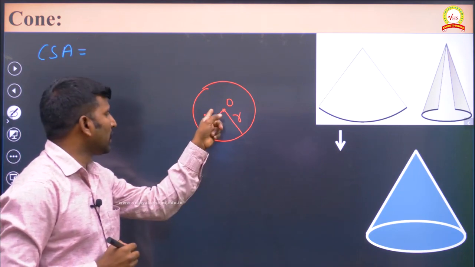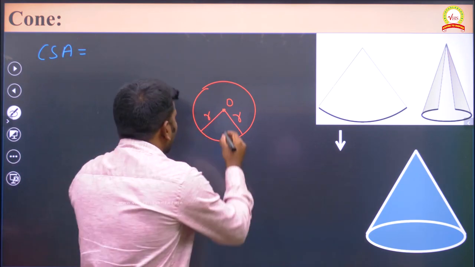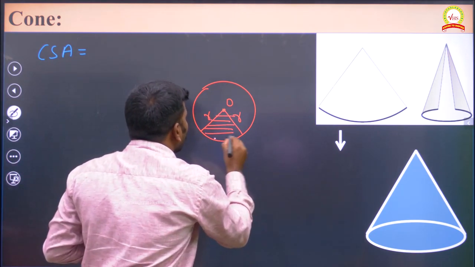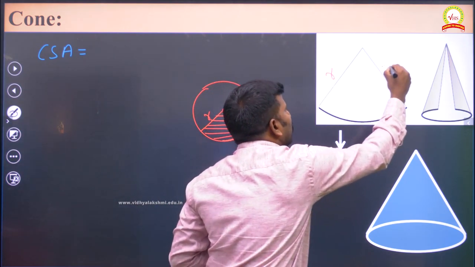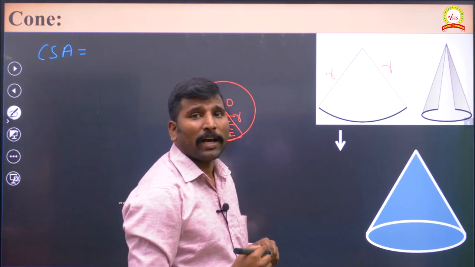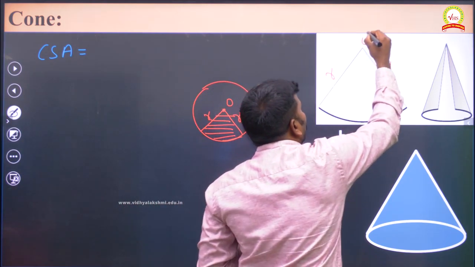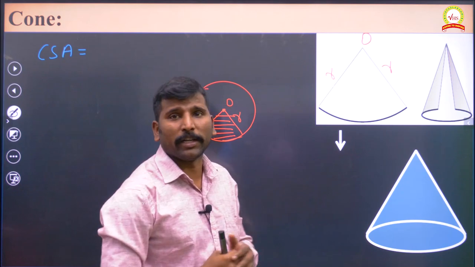Am I right? This is what? Radius. This small part only I have given here. So this will be radius. Okay, do you understand? And next, this is center point O.